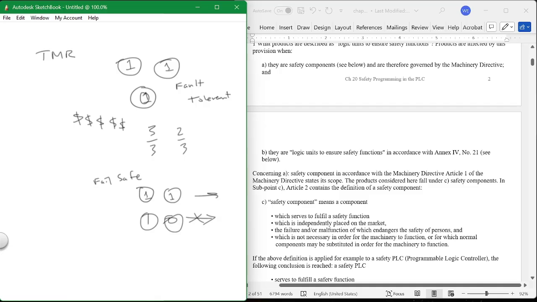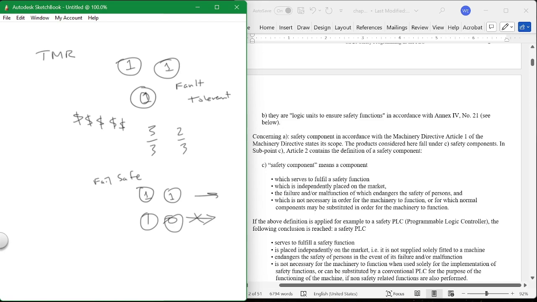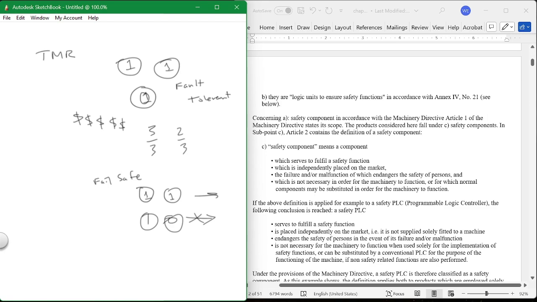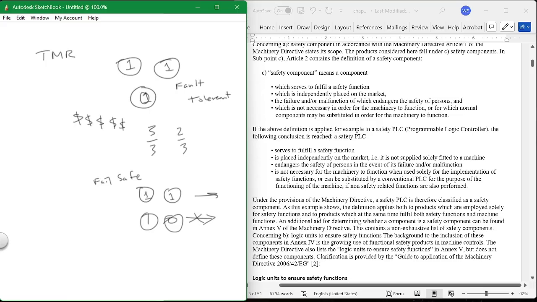Hedge your bets. Put in a safety PLC if you think there's even the remotest possibility of safety being in your process. Do it up front. That way, if you need it, you got it. You don't have to go back and add it later, okay? And you cannot cross between the two. You cannot say, well, I'll just put in safety components after the fact. No, you have to put in the head. The PLC has to be a safety PLC from the get-go, okay?